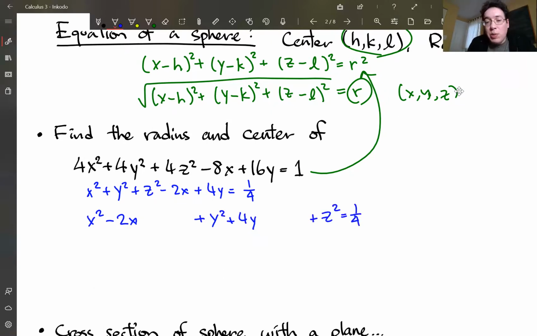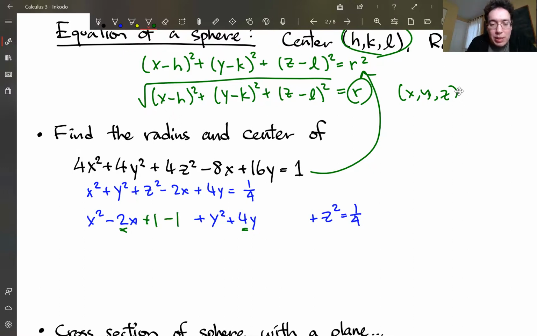And then what I'm going to do is what's called completing the square. So you might have learned this in your pre-calculus class. What you do is you take the coefficient here, divide by 2, and then square it. So -2 divided by 2 is -1. If I square -1, I get +1. So that's the number you're going to add and subtract.